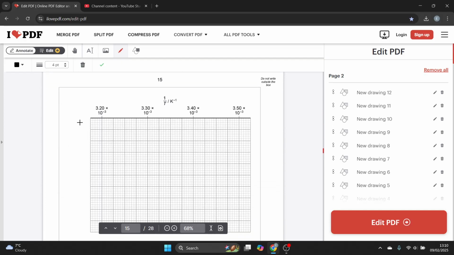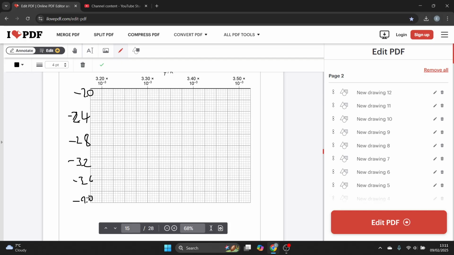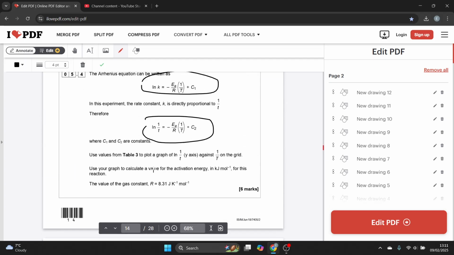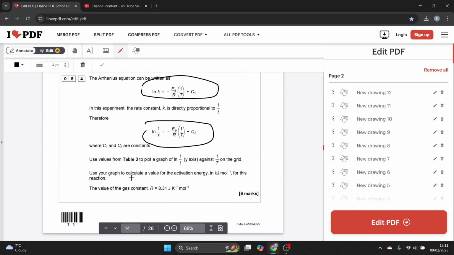So just plot it. I'm just going to do a quick one, minus 2, minus 2.8, minus 3.2, minus 3.6, minus 4.0, and increase by 2. I'm definitely not accurate, but just don't waste time. And then what you should notice, obviously label that ln k, is that it should be like a straight line down. And it definitely should be a straight line.